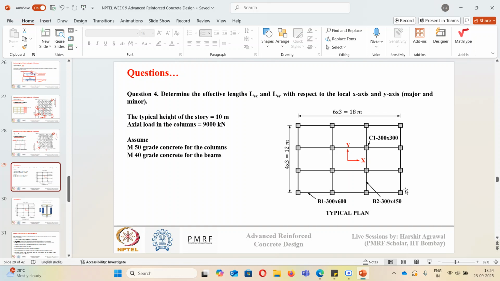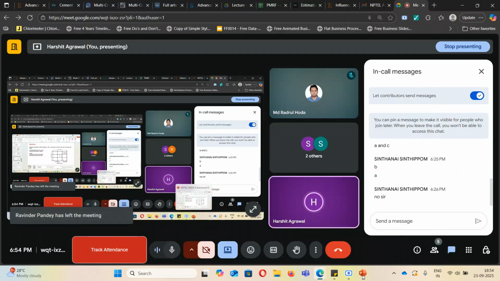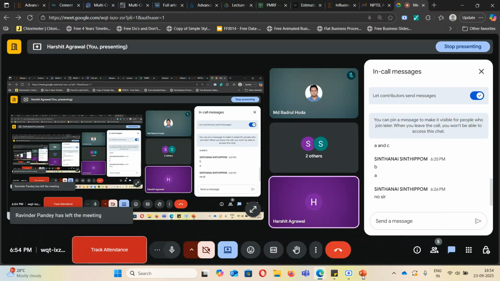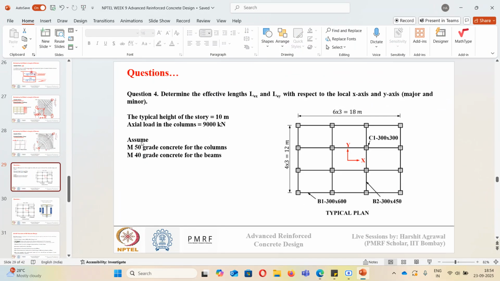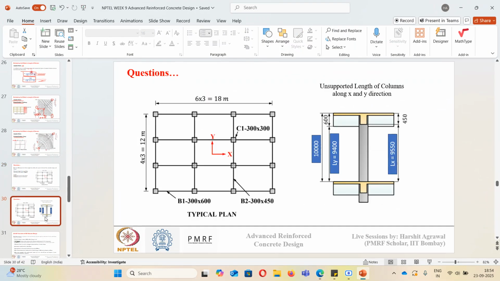So this is how we calculate the effective length. Once we know the effective length, L effective by D will tell me whether it is a slender column or a short column. So this is the entire process. Is everyone clear with the process? Okay, so let's see now.